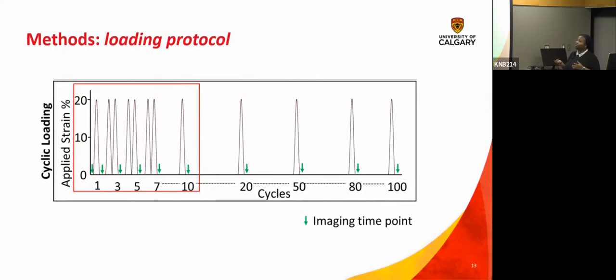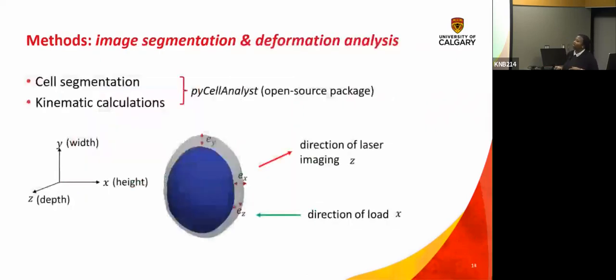So then we're going to have all these multiple image stacks of the same group of cells that are followed throughout the 100 cycles. Once we have our Z stack, we then ran it through an open source package, which was developed by Scott Sybil. With PyCell, first of all, we are able to segment the cells in 3D. And then we can go ahead to do the kinematic calculations.